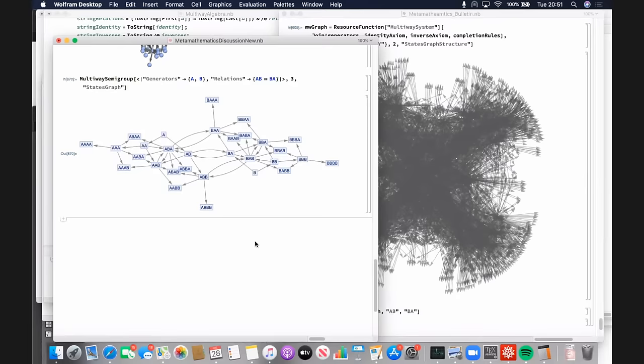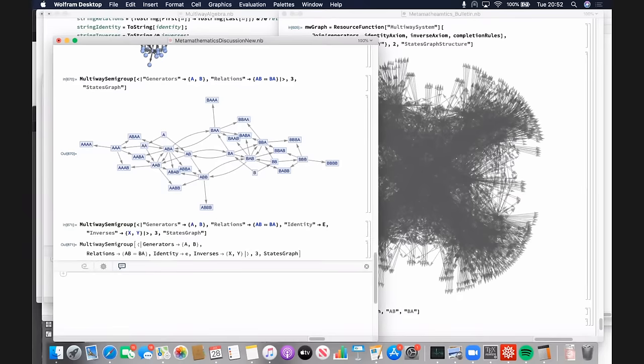Okay, so can we just see the corresponding picture there for multiway group? Just the exact same thing. Just make a copy of that. Oh, yeah, sure. Just did. But we also need to do identity E, inverses X, Y, and multiway group. Multiway group instead. Oh, yeah. Good catch. That gives you some indication. Okay.